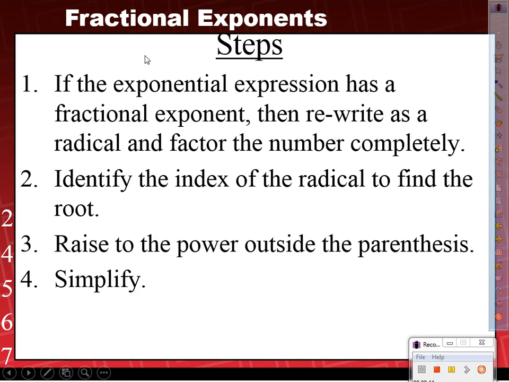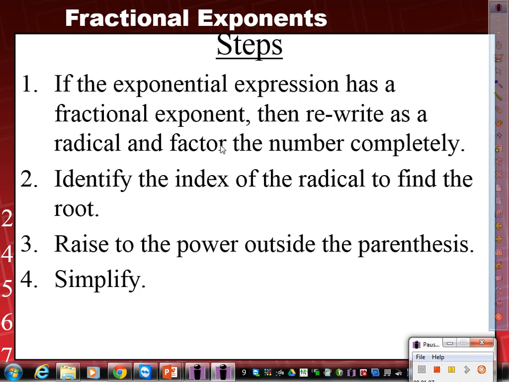Step 1. If the exponential expression has a fractional exponent, then rewrite as a radical and factor the number completely. Step 2. Identify the index of the radical to find the root. Step 3. Raise to the power outside the parentheses. And step 4. Simplify. I'll give you guys some time for that. Go.